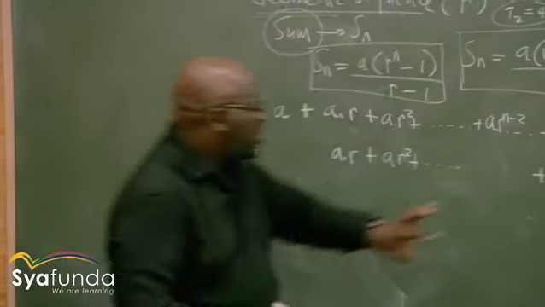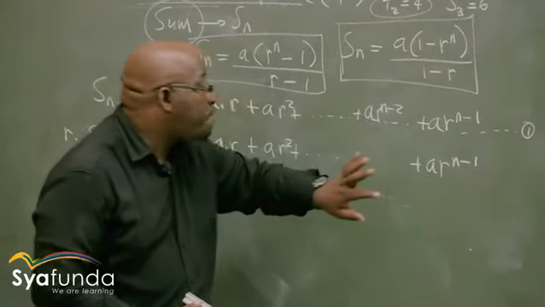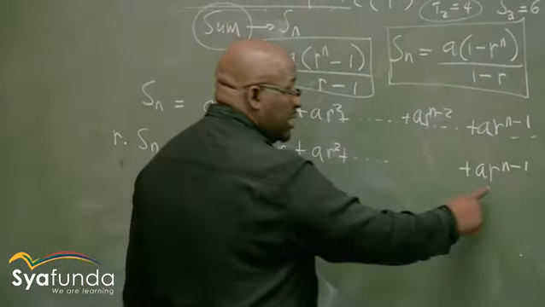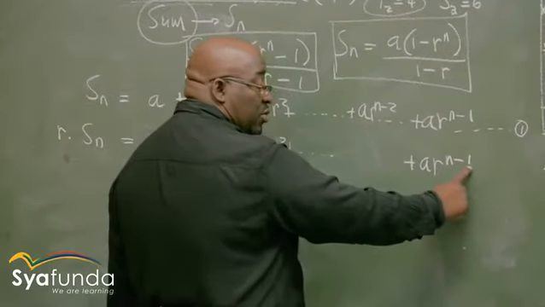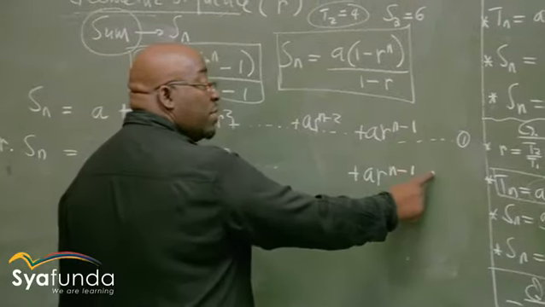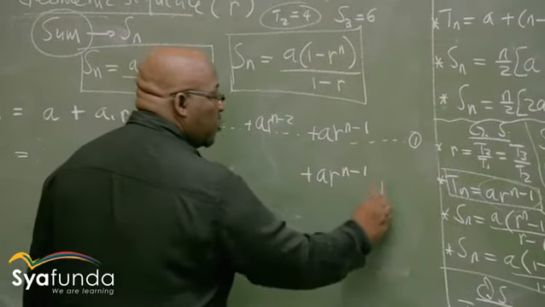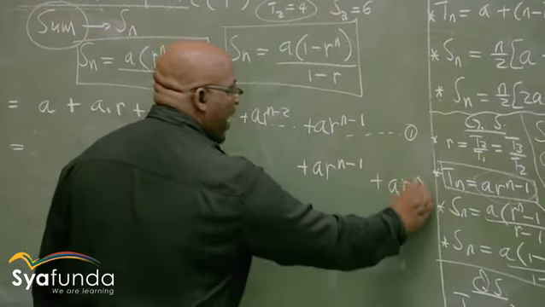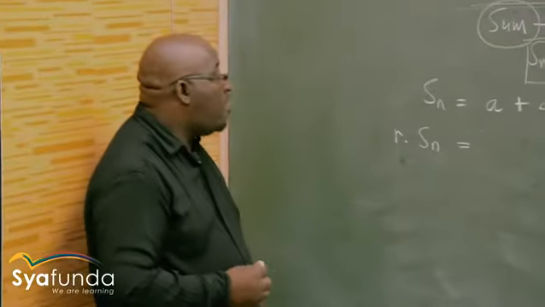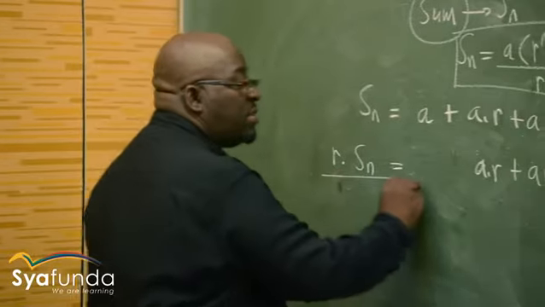Remember that even this one, I've got to multiply it by r as well. If I multiply this by r, remember that this is r to the power minus 1. So if I multiply r to the power minus 1 by r to the power 1, minus 1 will go with that positive 1, and I'll be left with AR to the power n. That's what I have now. That is what I will have. Let's see what happens next.